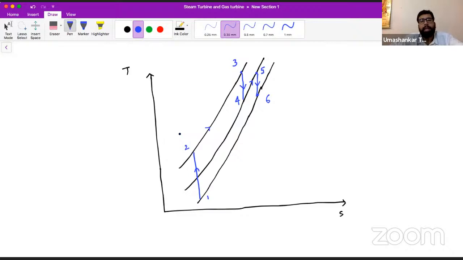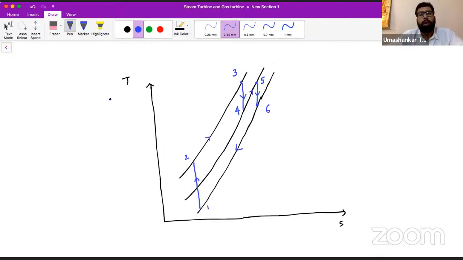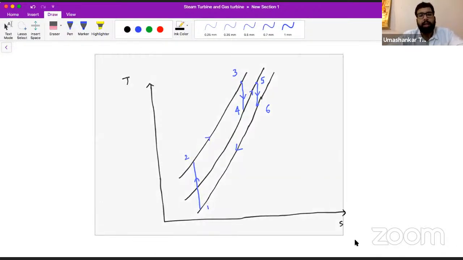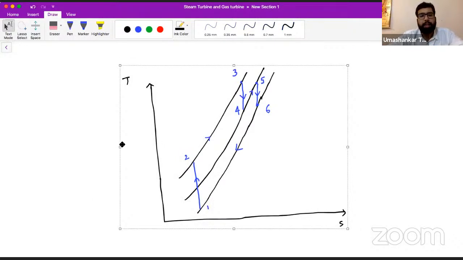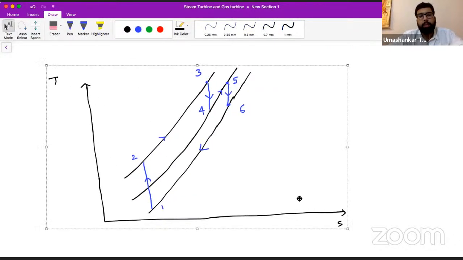As I have told you already, always try to keep the exit point of the turbine above the entry point to the combustion chamber. This will help you in the case of regeneration. We have already seen what regeneration is. So we have this 5 to 6. Then we have 6 to 1, where we reach from 6 to 1 in a cooler. So this is our reheat cycle in which we are expanding in two stages.